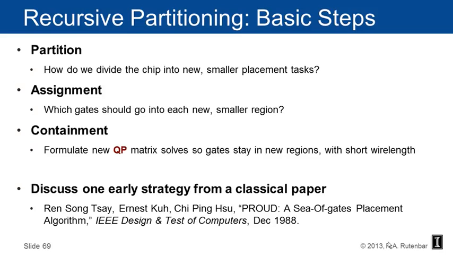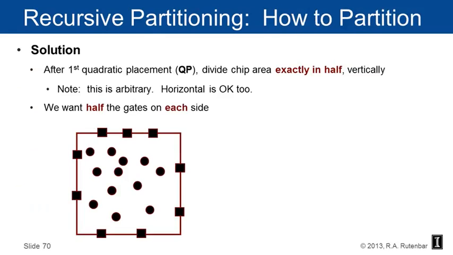If you know how to do the basic quadratic placement mathematics, it's not too hard to explain the partition step, the assignment step, and the containment step. They're all sort of fairly simple geometrically. It's a quite elegant solution. It's something you can actually, I think, get your head around. So let's talk about this. How does this recursive partitioning stuff work? Well, the first problem is how do we actually do the partitioning? And the solution is that after the first quadratic placement, we're going to divide the chip area exactly in half.